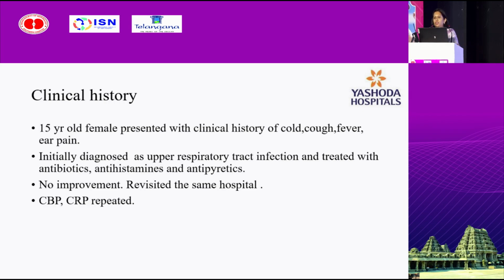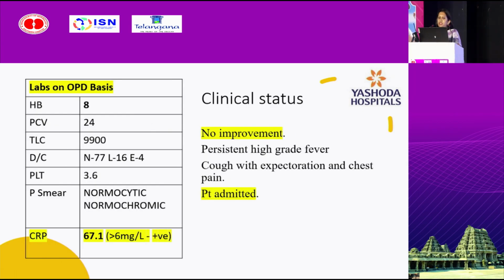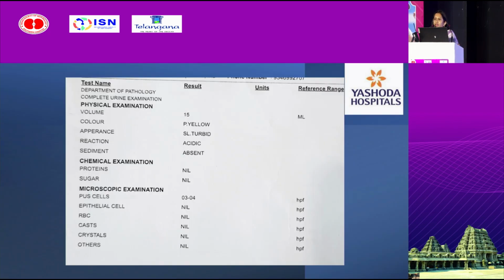A 15-year-old child went to her local hospital with a history of cold, cough, fever, and ear pain. It was diagnosed as upper respiratory tract infection and she was given empirical treatment. However, there was no improvement, so she revisited the same hospital. The routine investigations, CBP and CRP, were repeated. Yet there was no improvement, and CRP was quite high, hence the patient was admitted. Urine examination was done as part of routine investigations, and it didn't show any significant findings except for a few pus cells.